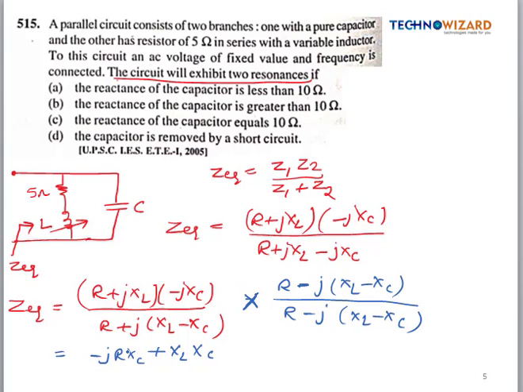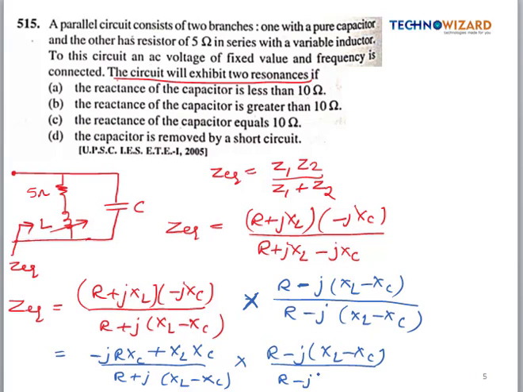and this will be r plus j(xl − xc) into r minus j(xl − xc) divided by r minus j(xl − xc). Now the denominator is of the form (a plus b) into (a minus b), which is equal to a square minus b square. So we will write in this form, and let's simplify this equation.